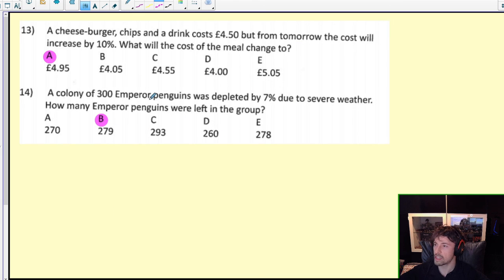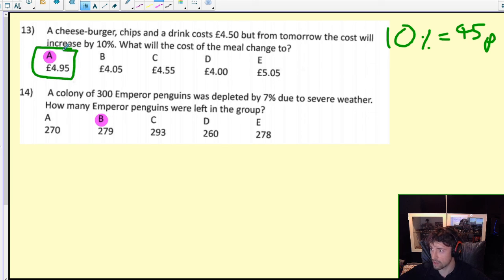Number 13, cheeseburger, chips and a drink costs $4.50, but from tomorrow cost will increase by 10%. So what is 10%? Well, again, I would convert this to pennies. So it's 450 pennies, which means it's now 45p. And so we now have to increase it by 10%. So add on 45p to get £4.95. It's a real shame if you like your burgers and your chips. They cost a bit more.